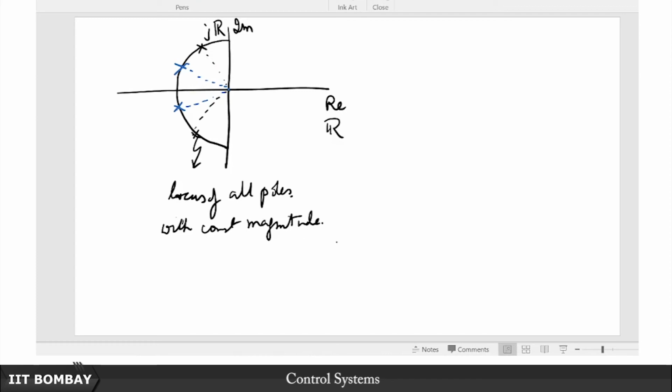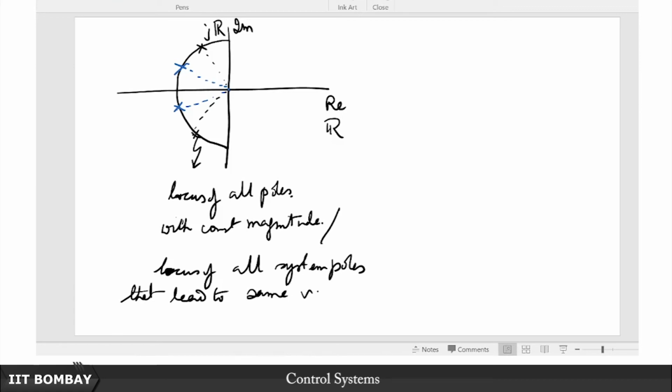But what does this also determine? We have also said that if the magnitudes of the poles are the same, then their rise times must also be the same. So this is not just a locus of all poles with constant magnitude, this is also a locus of all system poles that lead to the same value of rise time. So this is also a locus of constant rise time.